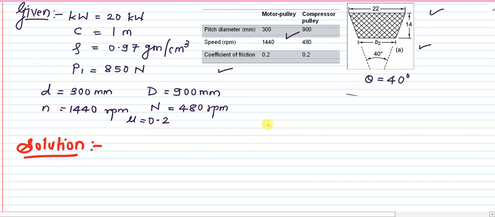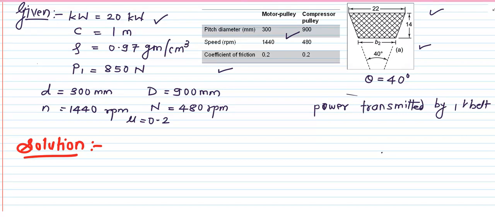We are supposed to find out the number of V belts required. So it means that the designer is still doubtful whether one belt will be sufficient to transfer this 20 kilowatt of power, which means that firstly we will have to find out the power which can be transmitted by one V belt. On the basis of this, if we come to know that it is greater than 20, which means one V belt will be sufficient, otherwise we might have to use multiple V belts. So that's the doubt in the mind of the designer.